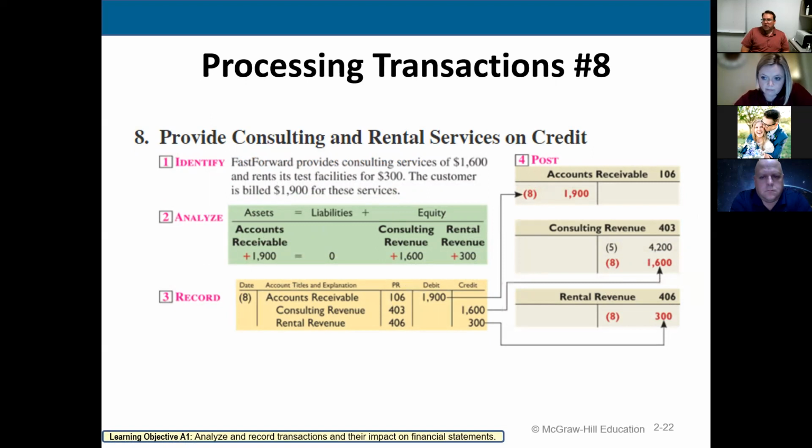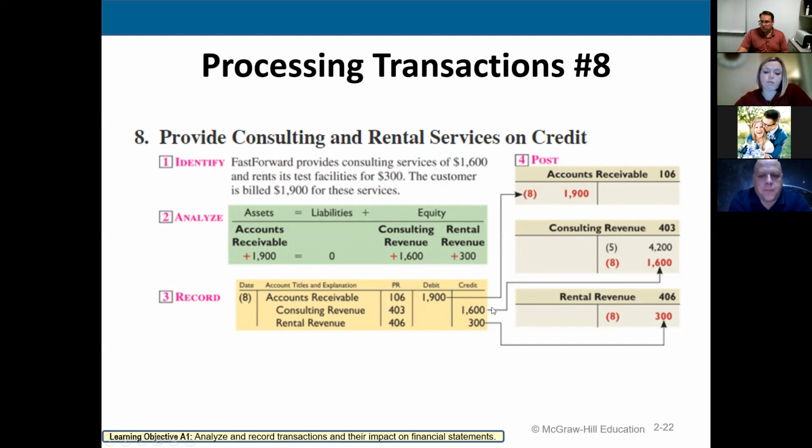We provide consulting and rental services on credit. So now we're providing services to people, but we're not getting paid cash. Instead, we're getting paid the promise of payment in the future. So whenever we get paid on credit, that means our asset accounts receivable is going to increase. That's money owed to us. And then we have two different revenues. We have a consulting revenue that's increasing by 1,600 and a rental revenue.